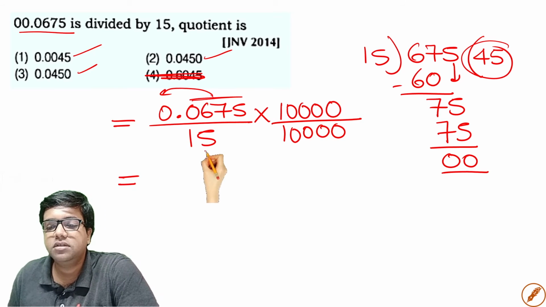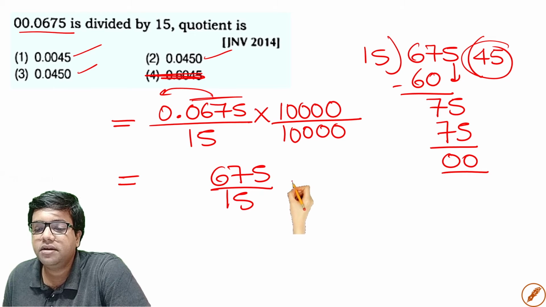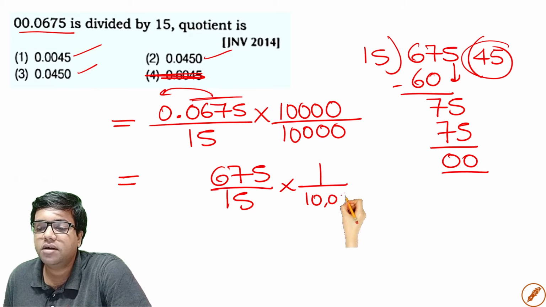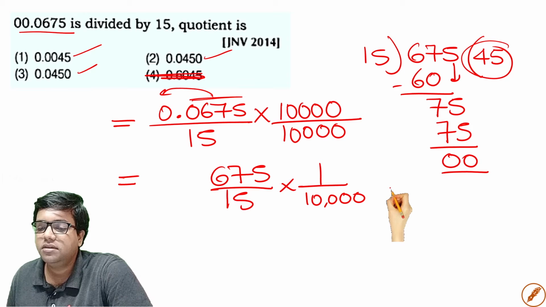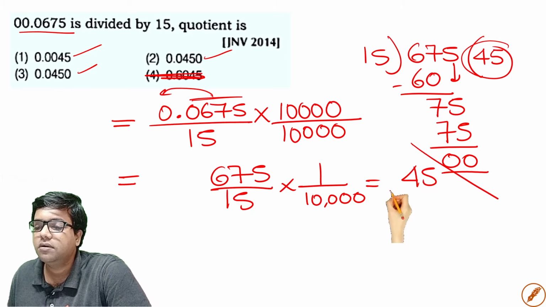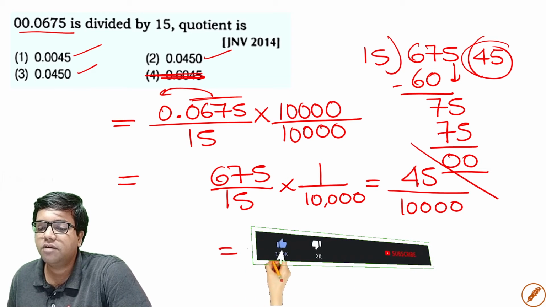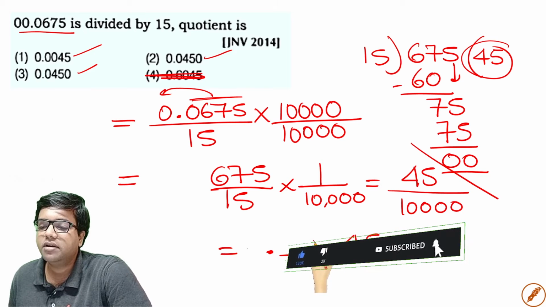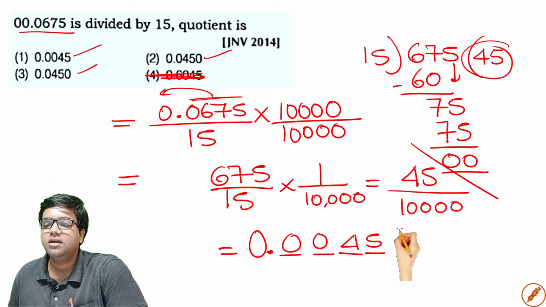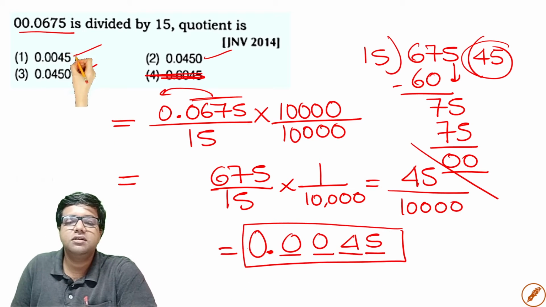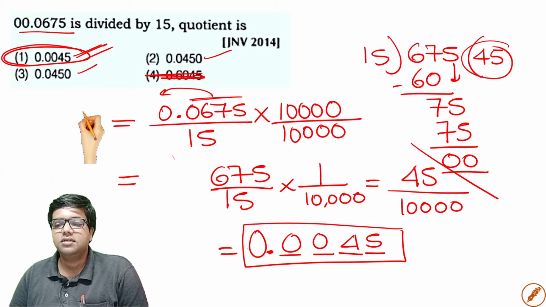So this will give us what? 675 divided by 15 into 1 by 10,000. 675 by 15 we already did, we got 45. This will give us 45 by 10,000, or 4 zeros are there, so you keep 4 digits after the decimal point. At the end 45 will come, and there will be 2 more zeros here. This is the answer for this question. So option number 1 is the right answer for this question.